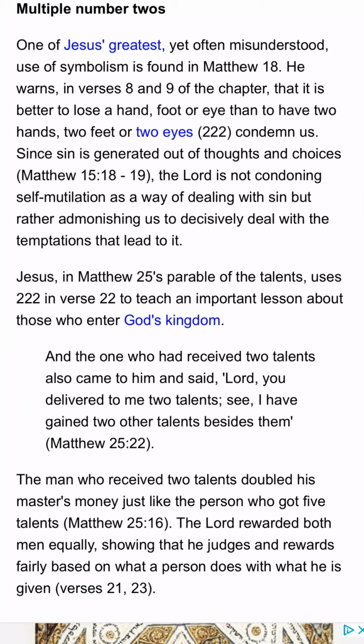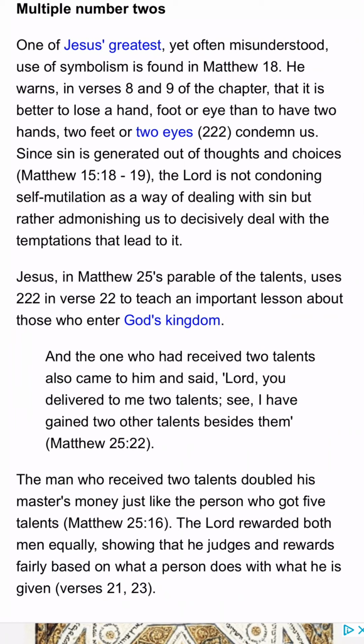Multiple number twos. One of Jesus' greatest yet often misunderstood uses of symbolism is found in Matthew chapter 18. He warns in verses 8 and 9 of the chapter that it is better to lose a hand, foot or eye, than to have two hands, two feet, or two eyes condemn us. Since sin is generated out of thoughts and choices, the Lord is not condoning self-mutilation as a way of dealing with sin, but rather admonishing us to decisively deal with the temptations that lead to it.